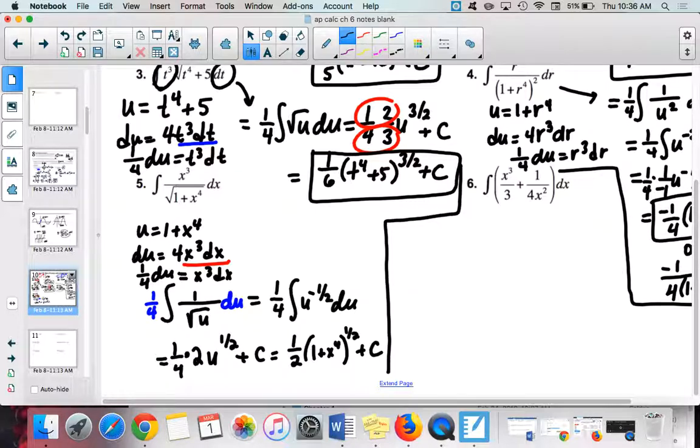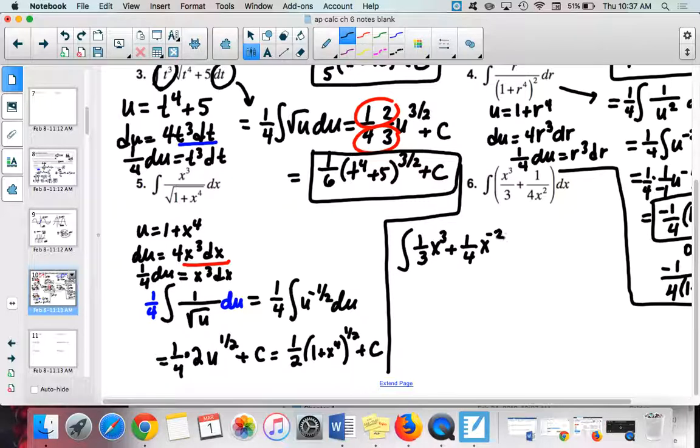Yeah, we don't need a u substitution on number 6. So that's what I was saying. Don't get so caught up with u substitutions that you're like, oh, u is equal to 4x squared or something. It's not. This is just one that's a normal power rule. So it's rewriting it so that's 1/3 x cubed plus 1/4 x to the what power?